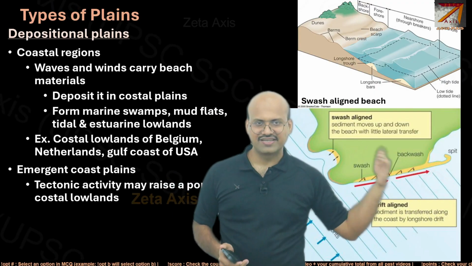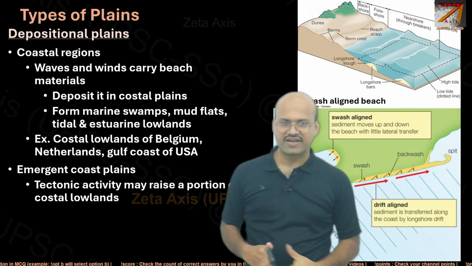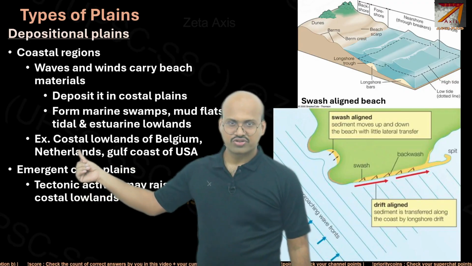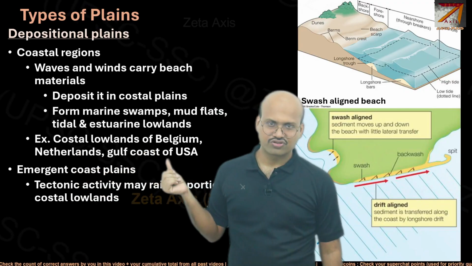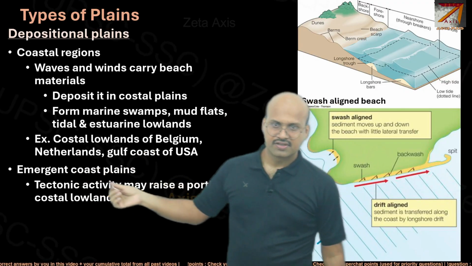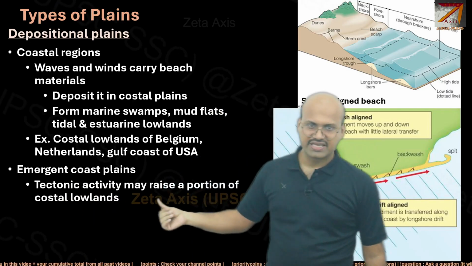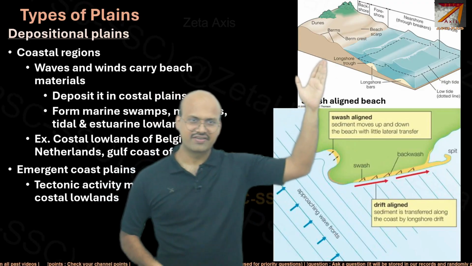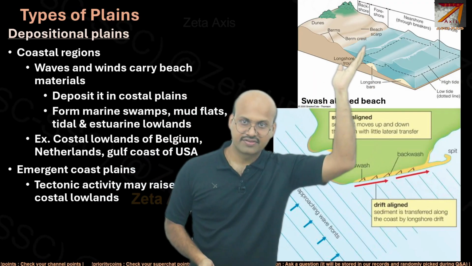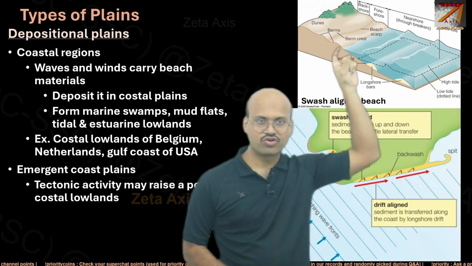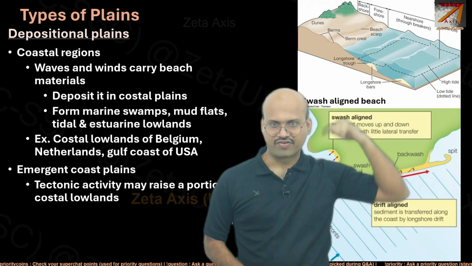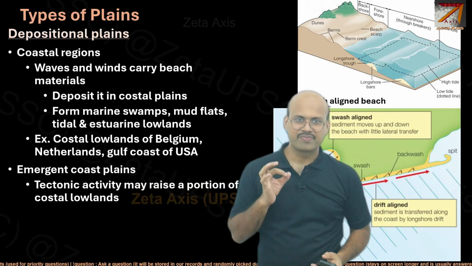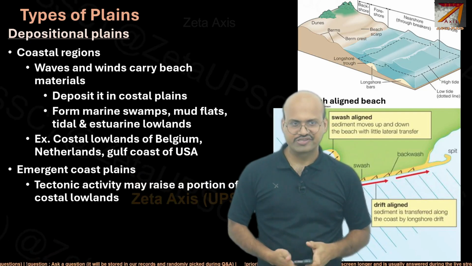So we will see this in detail when we are studying coastal landforms, which is chapter 10. So examples are coastal lowlands of Belgium, Netherlands, Gulf Coast of USA. Emergent coastal plains: tectonic activity may raise a portion of the coastal lowland. So what happens is that there could be this region which is uplifted, and because of that a coast will be formed. So tectonic activity can also form this kind of depositional plains, but the main thing is it is formed by deposition, as we saw over here.